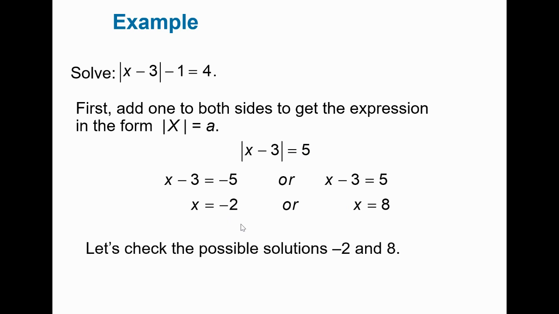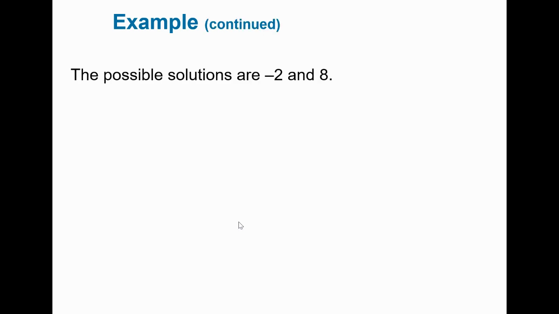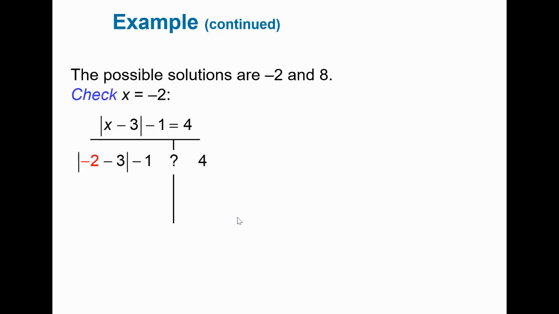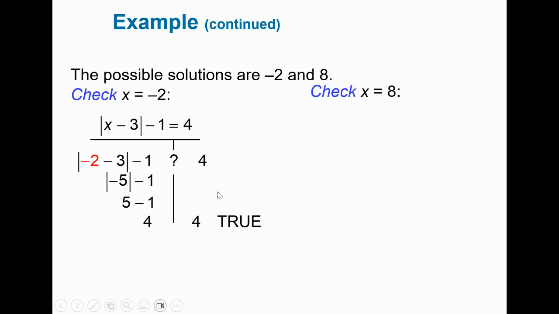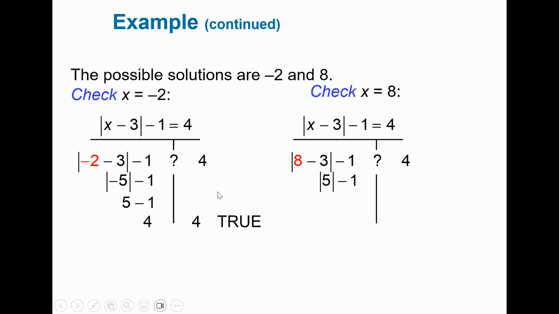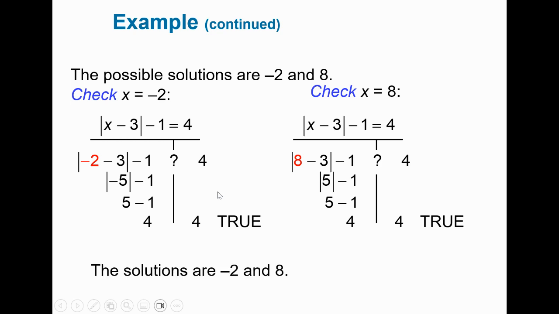Point being, when you have absolute value equalities, you're going to get two answers. All right. And he goes back and I believe he checks these. He goes back to the original. He substitutes in place of x negative 2 and solving it, 4 equals 4, true statement. Therefore, negative 2 is a solution. He checks out 8. 8 minus 3 is 5. Absolute value of 5 is 5. 5 minus 4 equals 4. 4 equals 4, true statement. So we know that the two solutions are correct, negative 2 and positive 8.